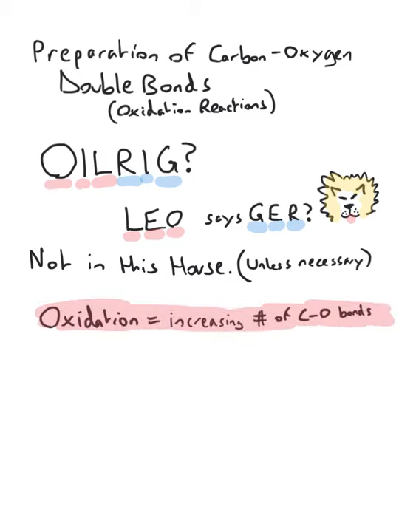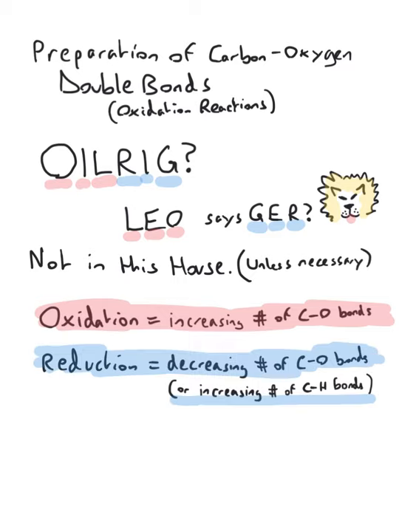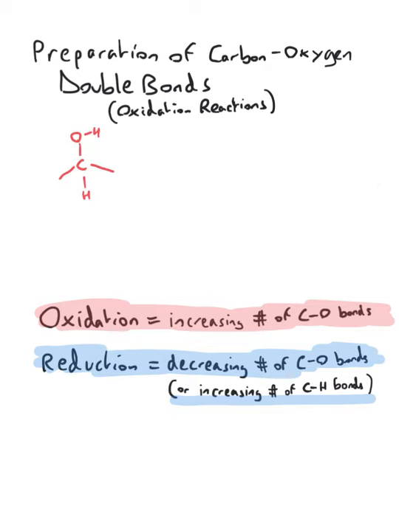Oxidation is increasing the number of carbon-oxygen bonds, and reduction is decreasing the number of carbon-oxygen bonds. Or if you want to think about it, the increase in the number of carbon-hydrogen bonds. So for example, if we have this secondary alcohol, carbon has one single bond to an oxygen, two to carbons and one to hydrogen. Well, if we remove two hydrogens to give us a carbon with a double bond to an oxygen, we increase the number of carbon-oxygen bonds. Therefore, this is an oxidation.